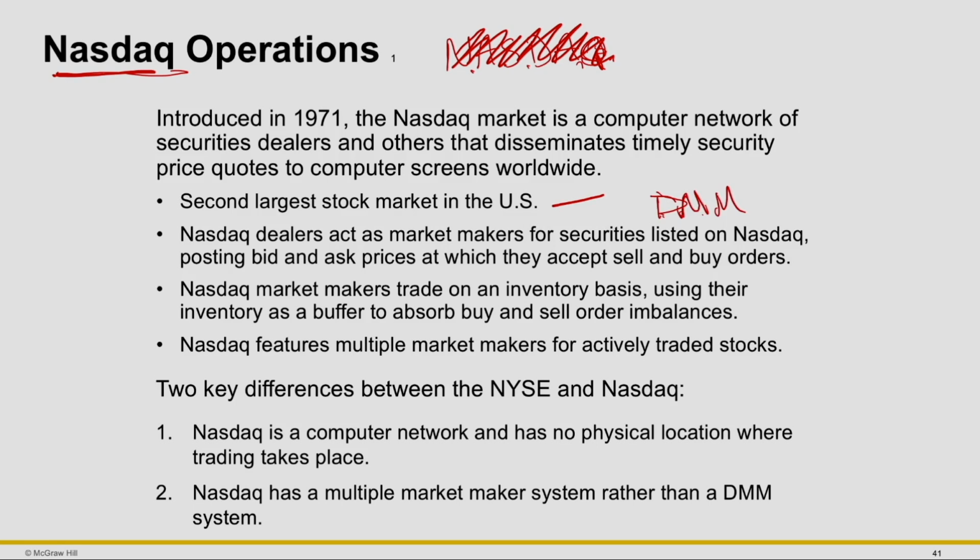And they also will hold an inventory of that particular security. The key difference between NASDAQ and the NYSE, though, is that there are multiple market makers. All right, so there are many of them. For the biggest stocks, there might be a dozen or a couple of dozen market makers that are competing with each other. Whereas on the NYSE, there is the DMM, and then we've got these new supplemental liquidity providers.